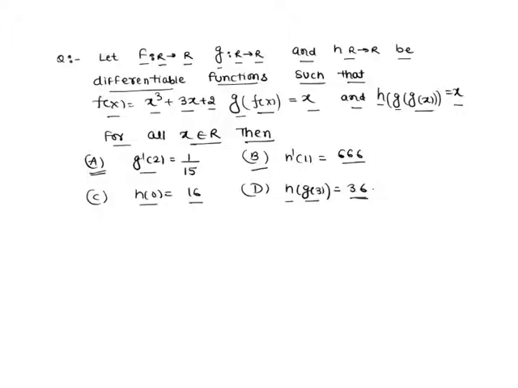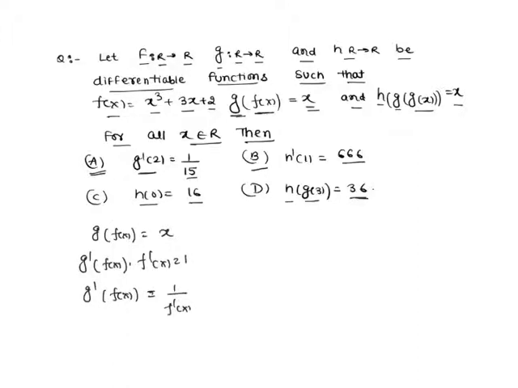Now first option is given: g'(2) = 1/15. To check this one, we will take g(f(x)) = x. Now we will differentiate. What will come? g'(f(x)) · f'(x) = 1. So from there we can say g'(f(x)) = 1/f'(x).